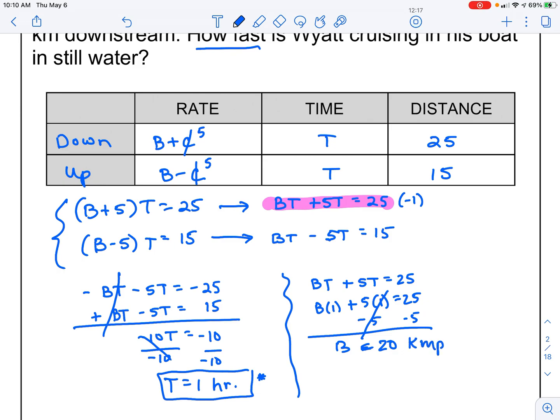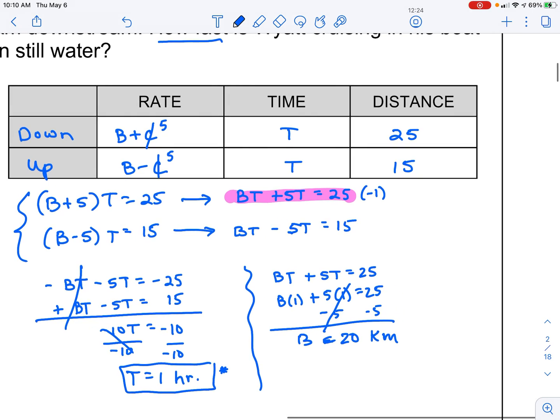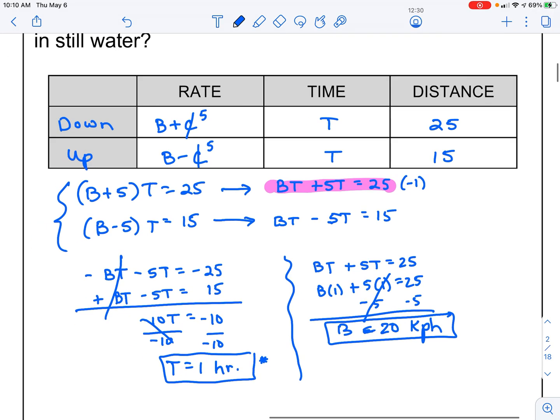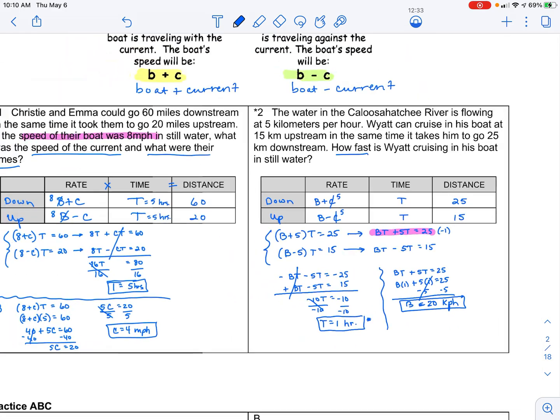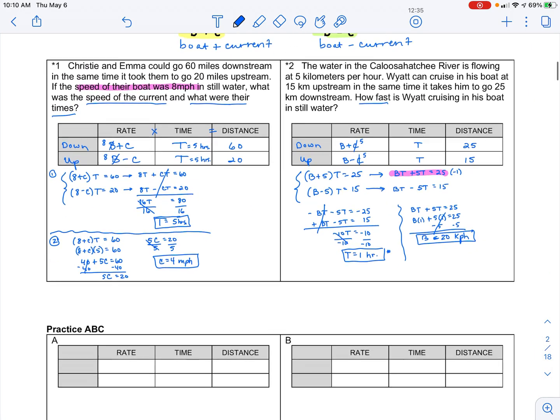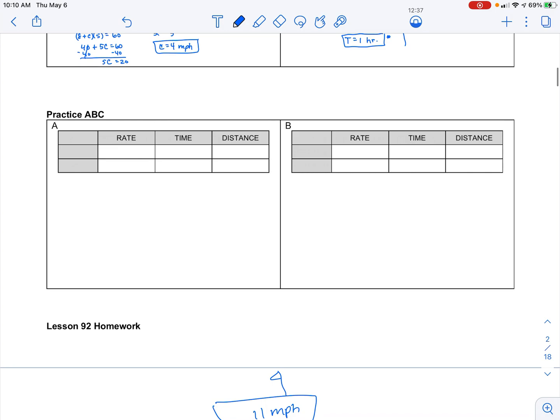So 20 what? Kilometers per hour? Oops, km/h. Okay, kilometers per hour. There we go. So in still water, Wyatt's boat would go 20 kilometers per hour, and that's how you would solve that. So let's move into the practice set. We'll do a couple practice problems together and see how we make out. This is going to be on your page 384.